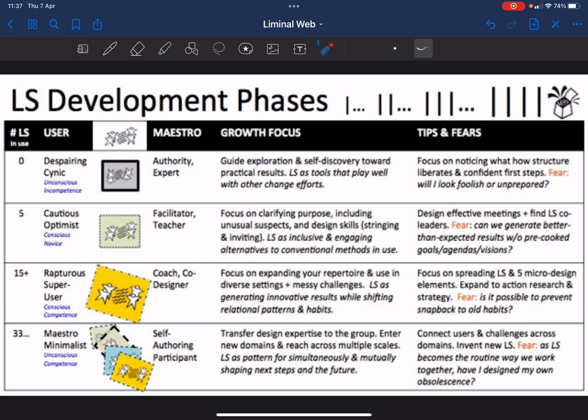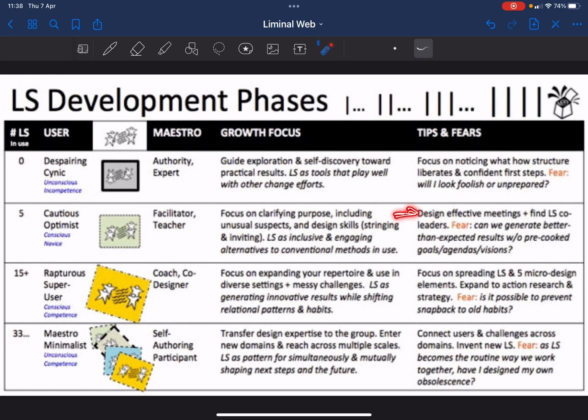You can hang out with me and join one of the several user groups I participate in order to learn and grow. Once you're familiar with a fistful of structures, plus or minus 5, you're a cautious optimist, right? And cautious optimists should really focus on clarifying their purpose and include unusual suspects, people you wouldn't normally include in your conversations, and see how that changes and improves the results that you have of using the Liberating Structures and sharing thinking generally.